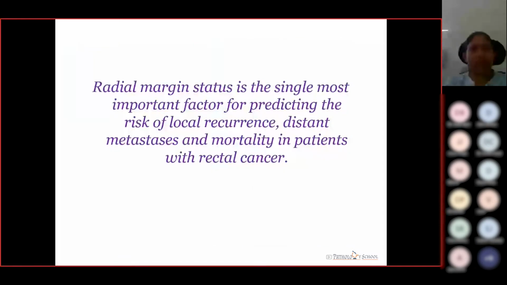Again, to stress, the radial margin status is the single most important factor for predicting the risk of local recurrence, distant metastasis, and mortality in patients with rectal cancer.